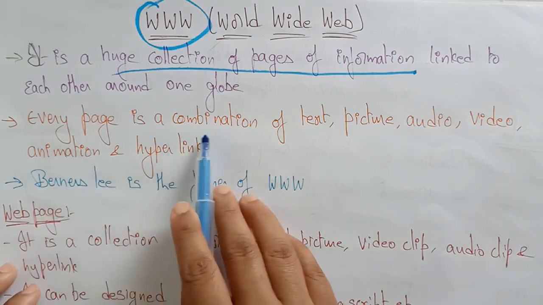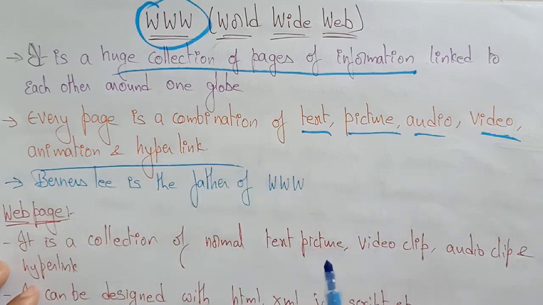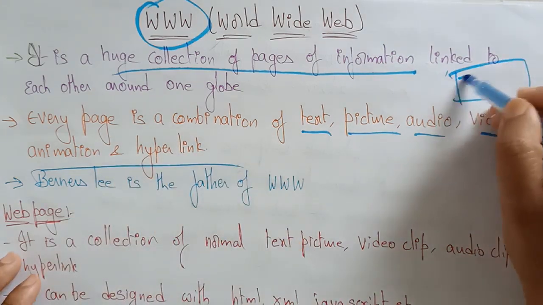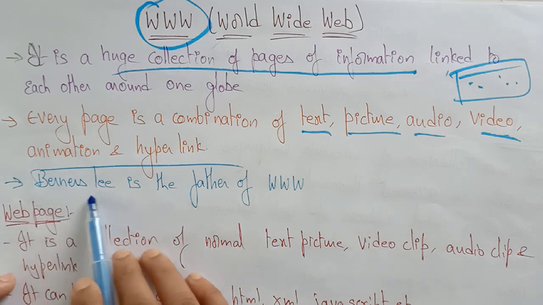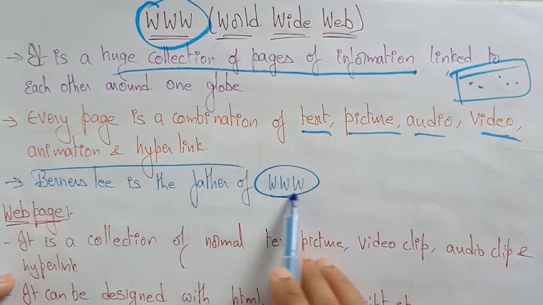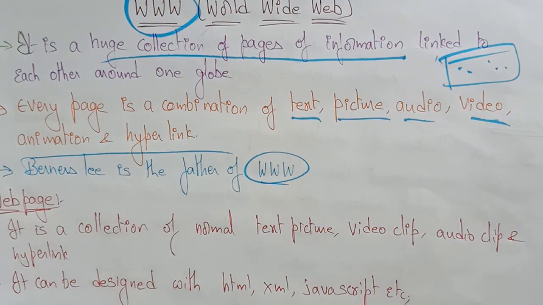Every page is a combination of text, pictures, audio, video, animation and hyperlinks. So whatever web page you access consists of so many combinations. Text, picture, audio, everything will be there, along with hyperlinks present on this web page. Tim Berners-Lee is the father of this World Wide Web. He started these web pages.